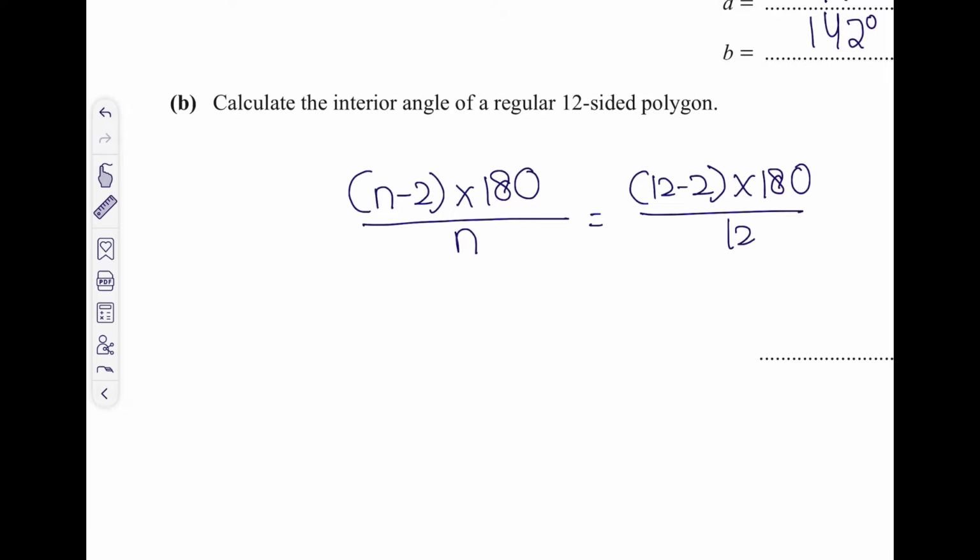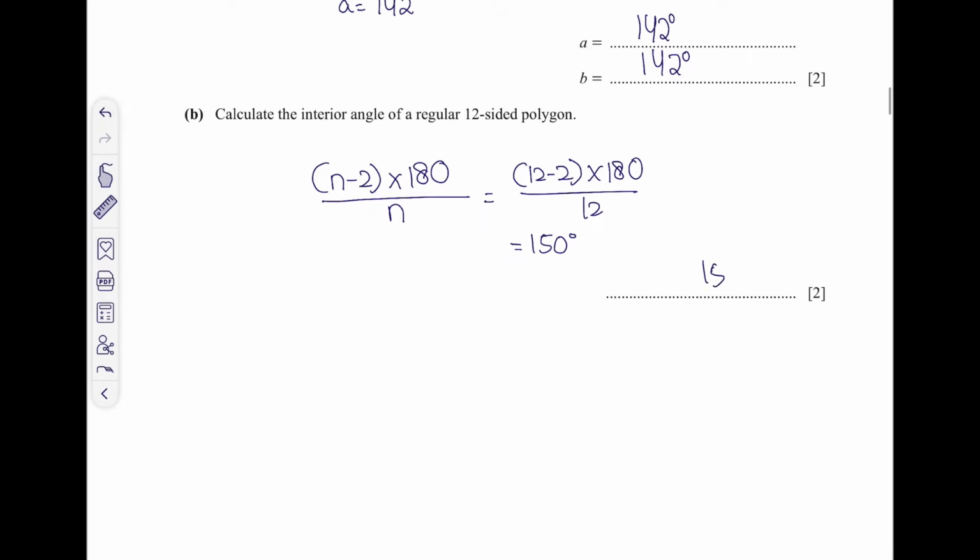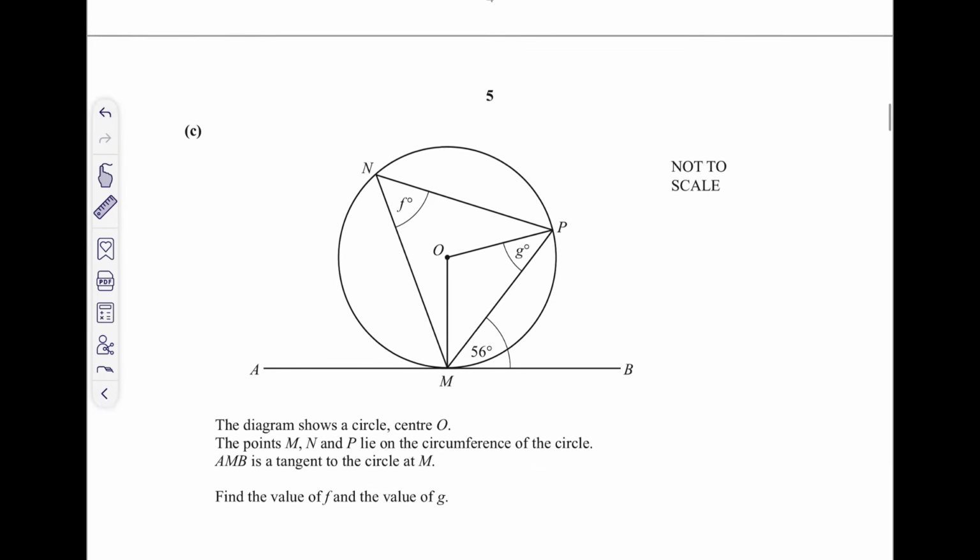That's basically 10 into 180 divided by 12. That is going to give you 150 degrees. Alright, I hope this is clear. Now moving on to the next question.